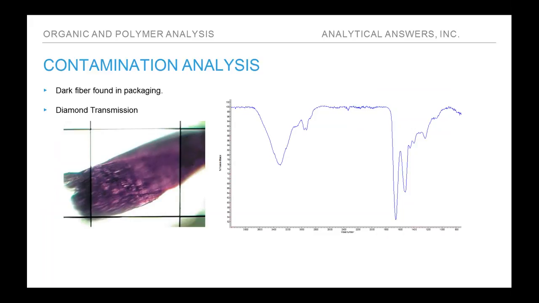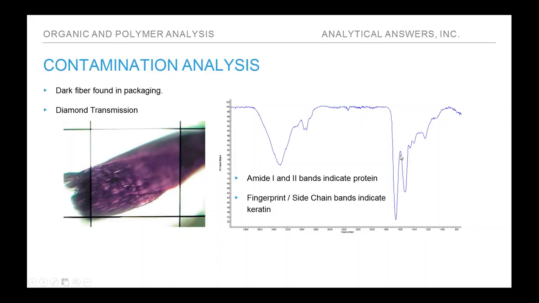So one of the big things we do here is contamination analysis. Here's a quick example just to bring us into this area. There's a dark fiber that was found in some packaging, which we analyzed by diamond transmission. Over here we have an infrared absorbance spectrum with characteristic features: very broad NH-OH stretching and distinct, relatively broad amide I and amide II bands that tell us it's a protein.